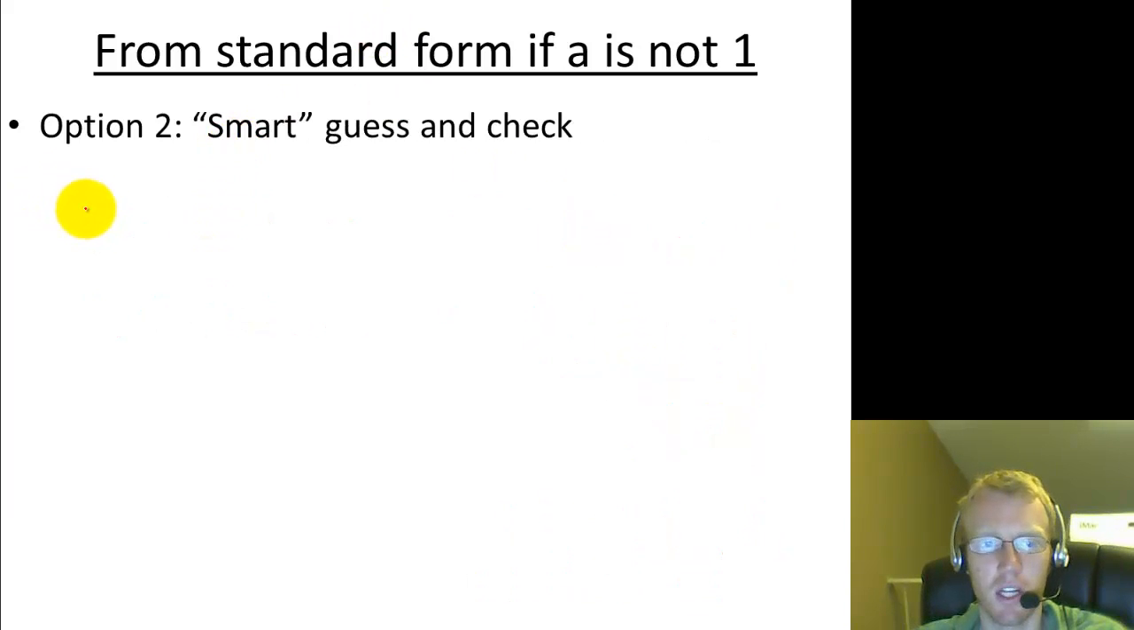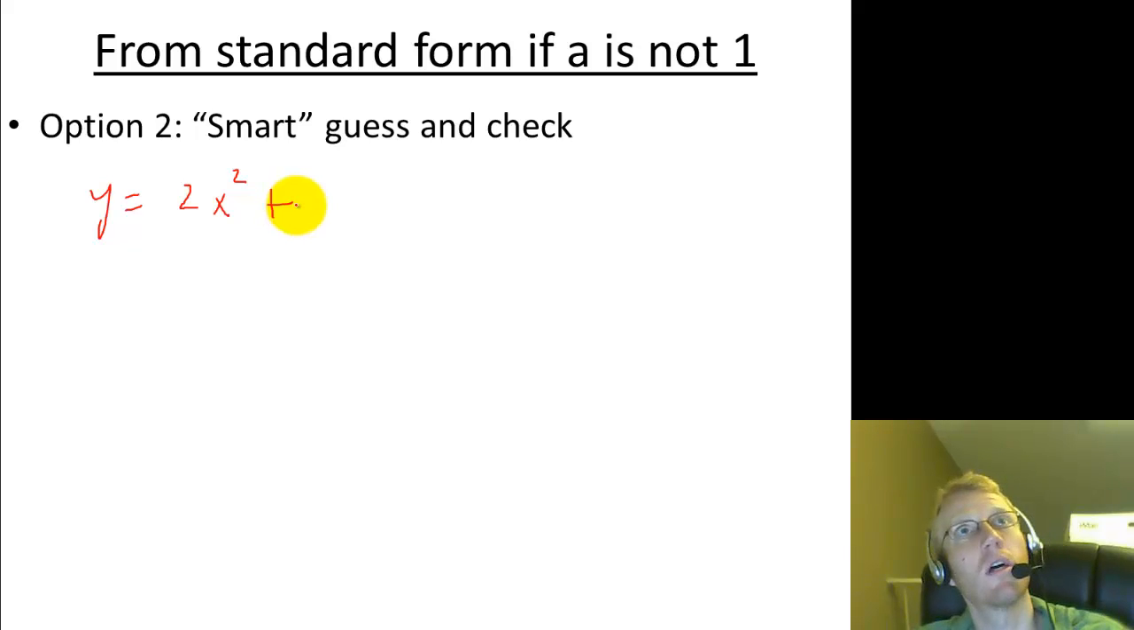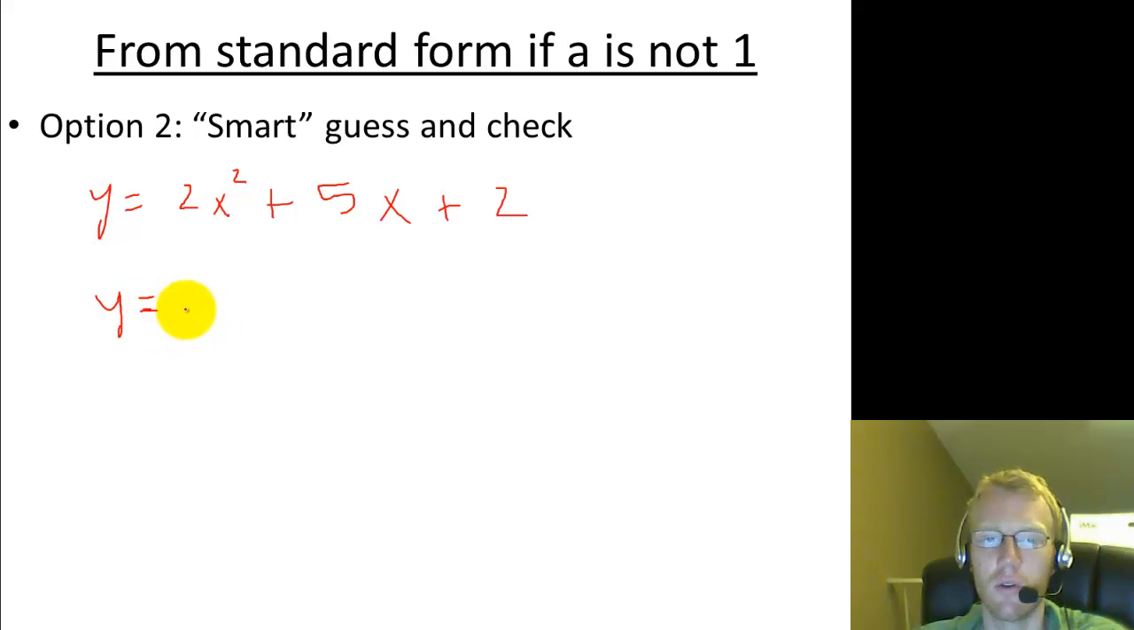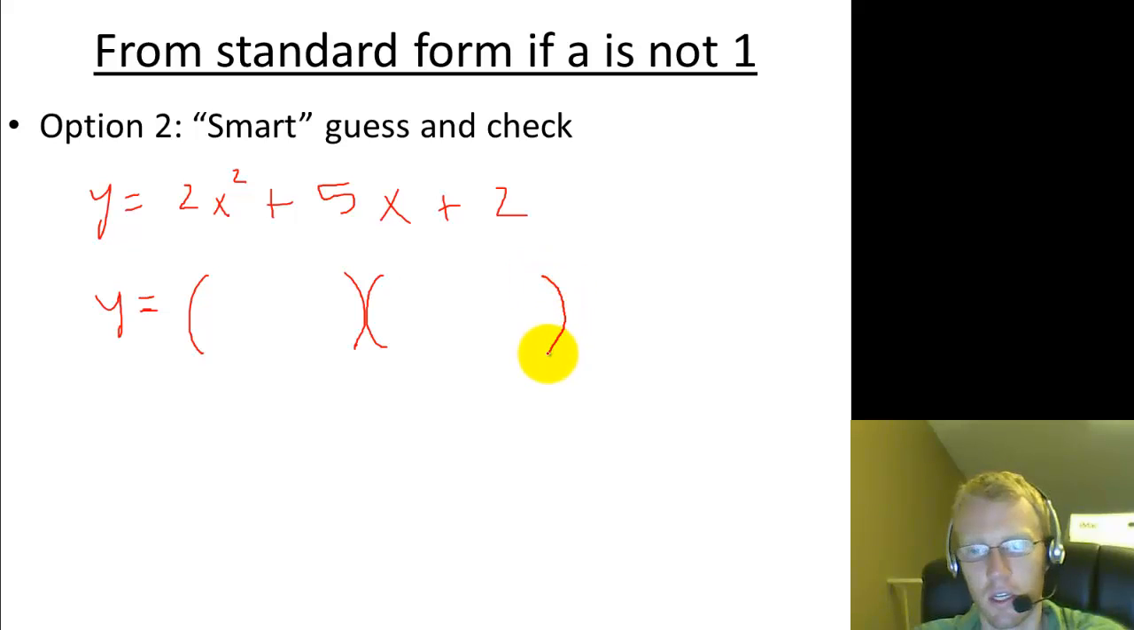So if you have something like y equals 2x squared plus 5x plus 2, you would think first, let me try to factor out a 2, but 2 doesn't go evenly into all of these numbers. So you know that you're eventually going to get a set of parentheses like this. And you know that the last two numbers have to multiply to give me a 2. So the only option I have is a 2 and a 1.